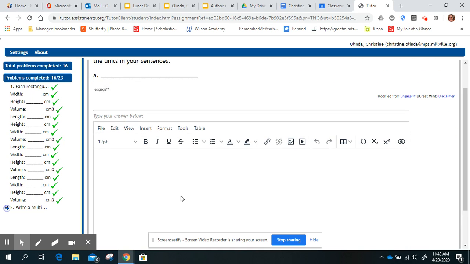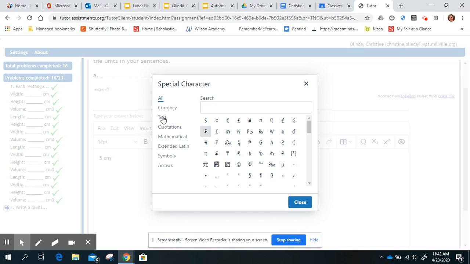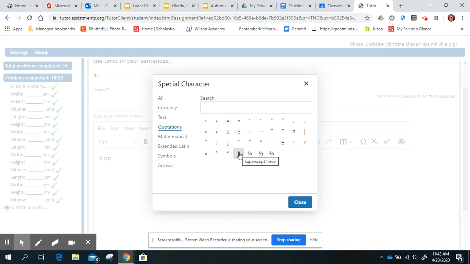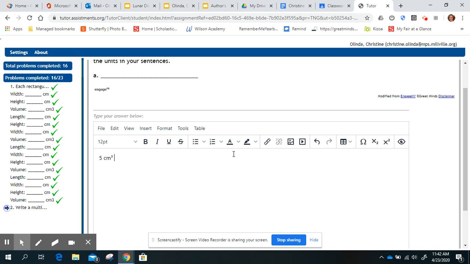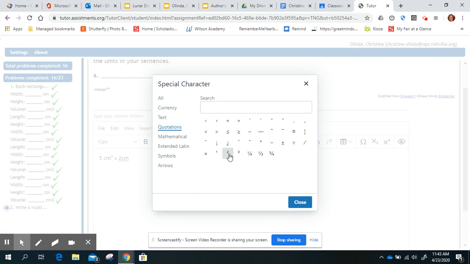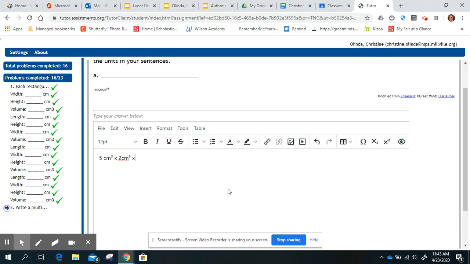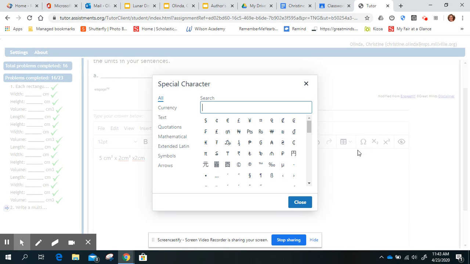So it says include the units in your sentence. So I need to write 5 centimeters. And then to get the cubed sign, you need to go to the omega sign here, the special character. Click on quotations. And then here's the 3. And I'm going to multiply it by 2 centimeters. And I'll have to go get that cubed sign again.